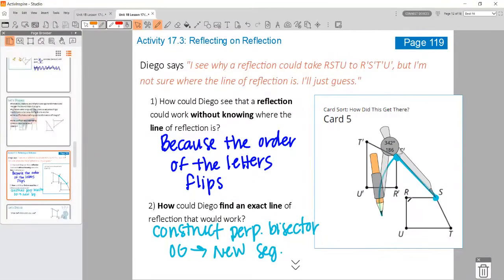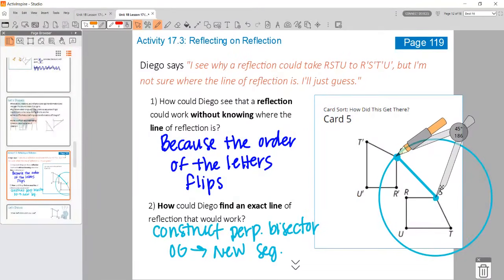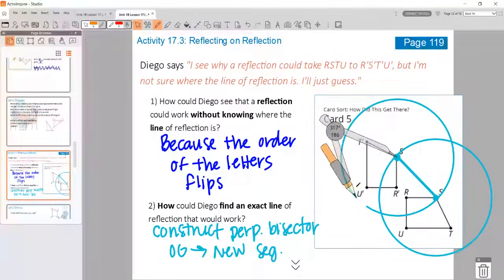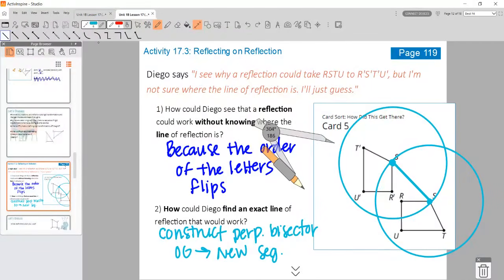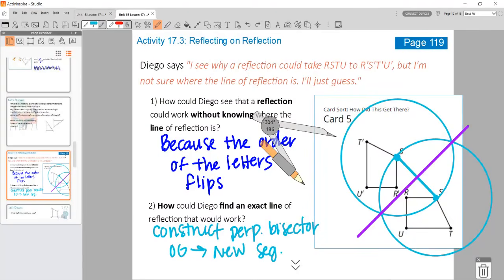So draw a circle around S that goes through S prime, move it over to S prime, draw another circle, and then connect those intersections, and that will be your perpendicular bisector. Okay, so that purple line is your perpendicular bisector. And so that is your line of reflection. So there's your line of reflection.